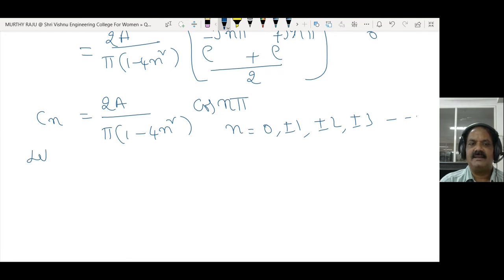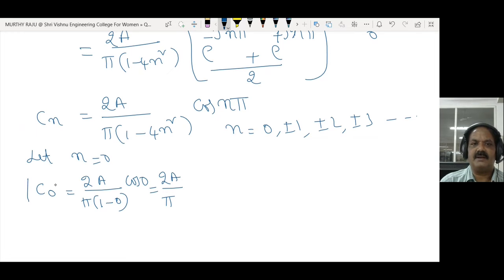Let n is equal to 0. Therefore, C0 is equal to 2a by pi into (1 minus 4 into 0 squared), which is 1 minus 0, and cos 0 is 1. That is 2a by pi. Mod C0 is also 2a by pi.